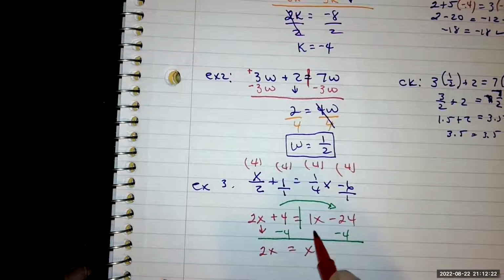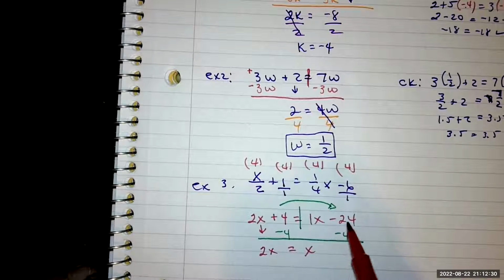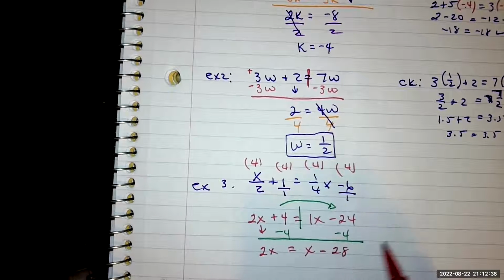Bring down my x, and I'm going to put 1. This is 1x. I'm just putting x here. And 2, negative 24 and a negative 4. Remember, 2 negatives when I'm adding means I'm going to add them, but I'm going to keep the sign. So it's a minus 28.